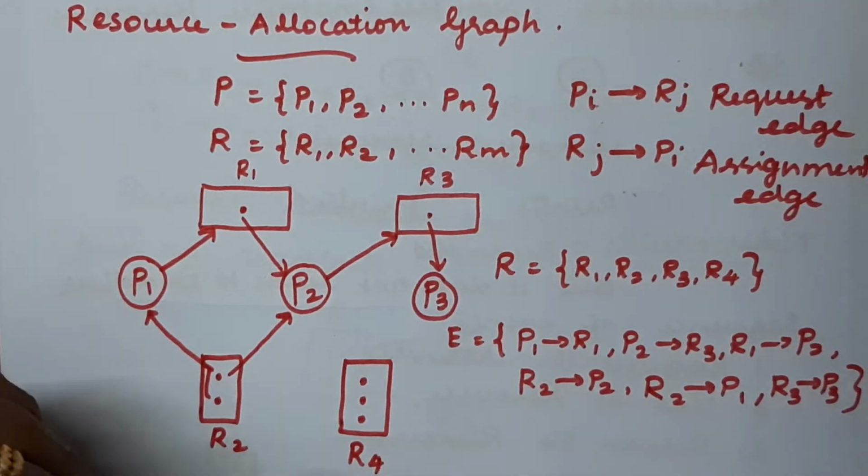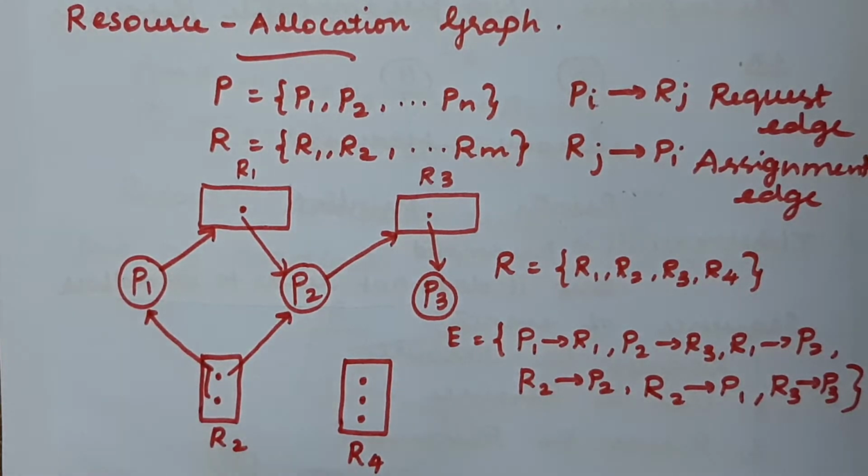Hello everyone. In this video we will discuss the resource allocation graph. It is the graph which helps to tell whether deadlock will occur or not. So we can check it easily with the help of this graph.